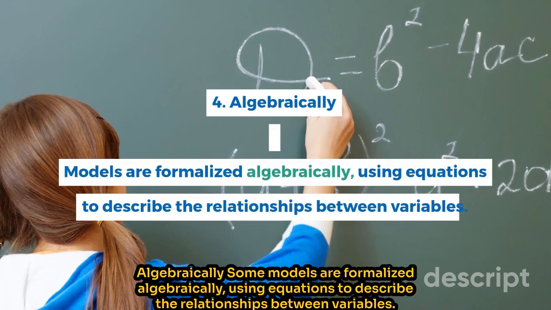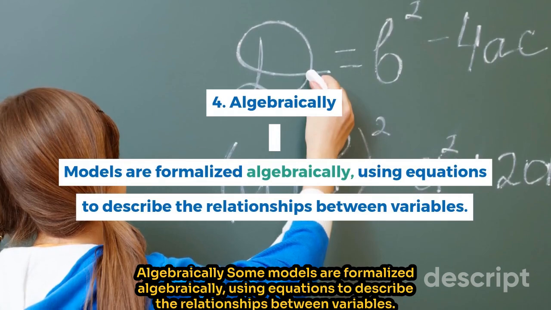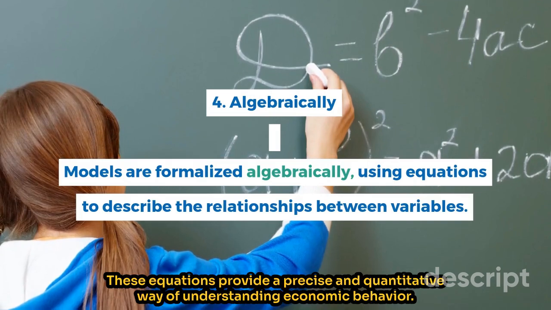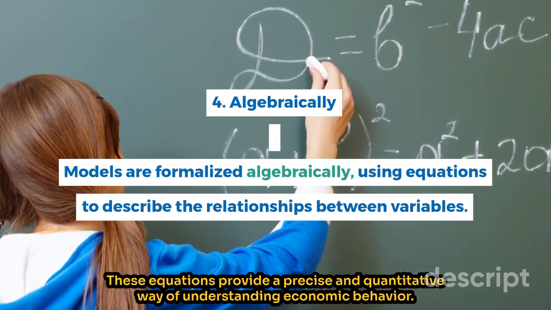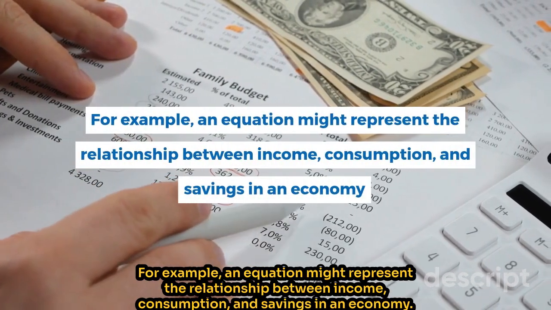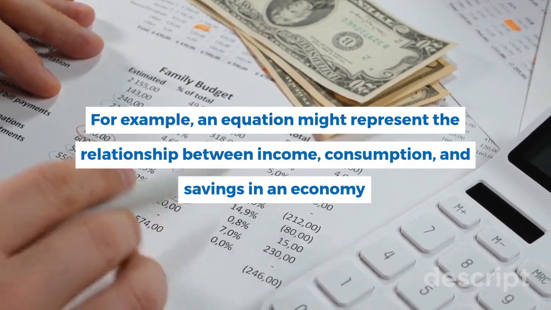4. Algebraically. Some models are formalized algebraically, using equations to describe the relationships between variables. These equations provide a precise and quantitative way of understanding economic behavior. For example, an equation might represent the relationship between income, consumption, and savings in an economy.